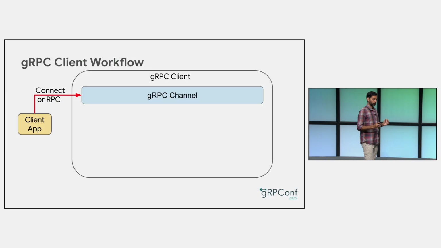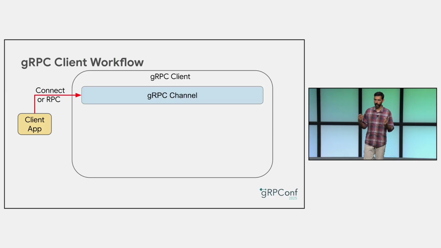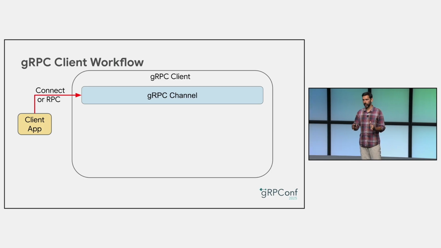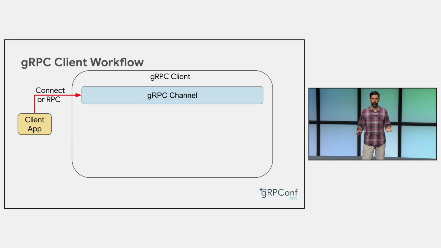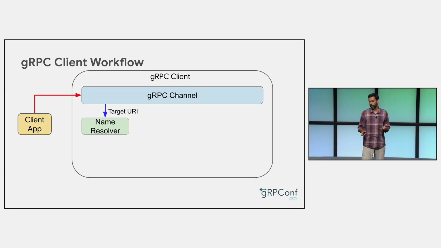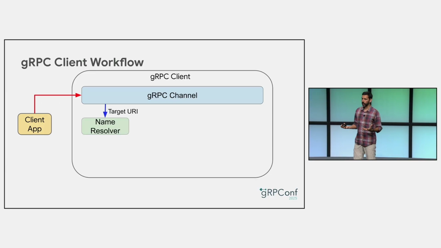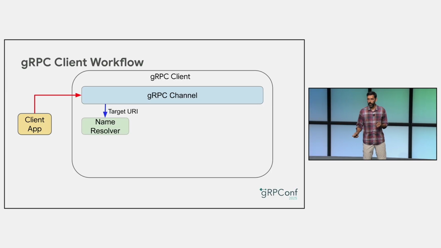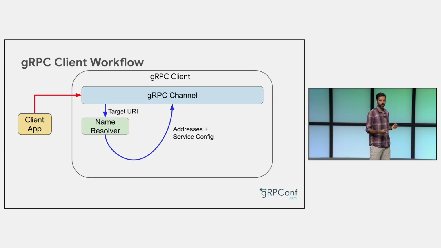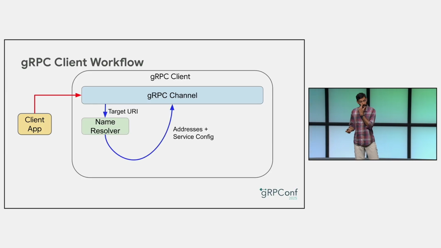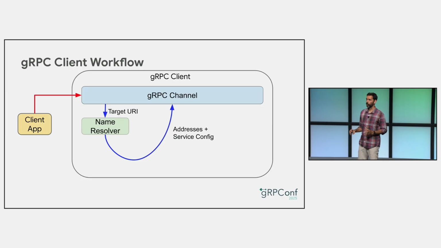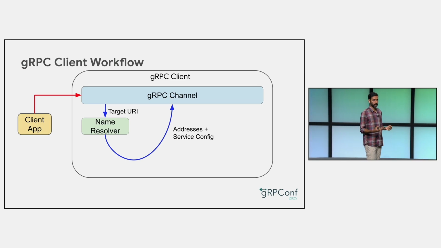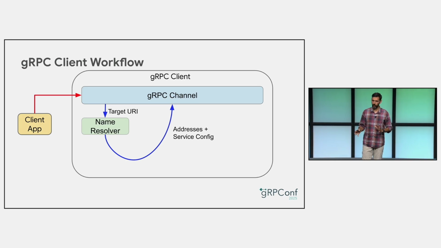Now, the gRPC channel starts off in idle mode. Basically, nothing is happening in the channel until either the application explicitly asks the channel to start connecting or it sends an RPC. In either case, the channel comes alive, and the first thing that it does is it creates a name resolver and gives the target URI to the name resolver. And the name resolver then comes back with addresses and service config. Service config controls the behavior of the gRPC client when it's talking to a gRPC server. So it contains things like RPC timeouts, retry configuration, among other things.